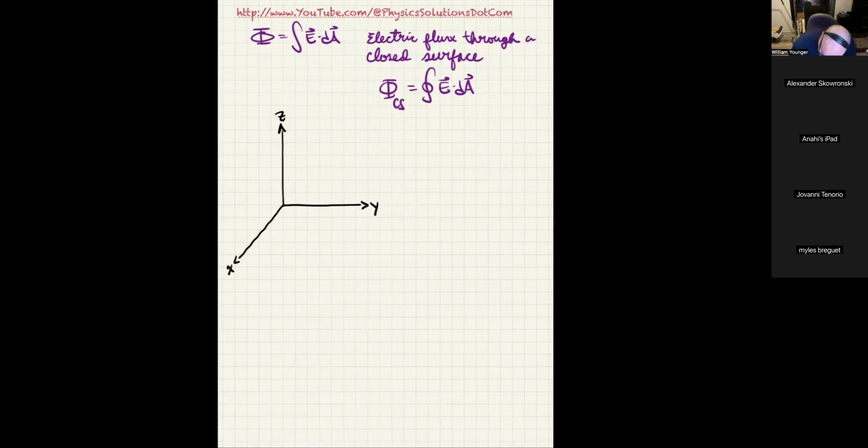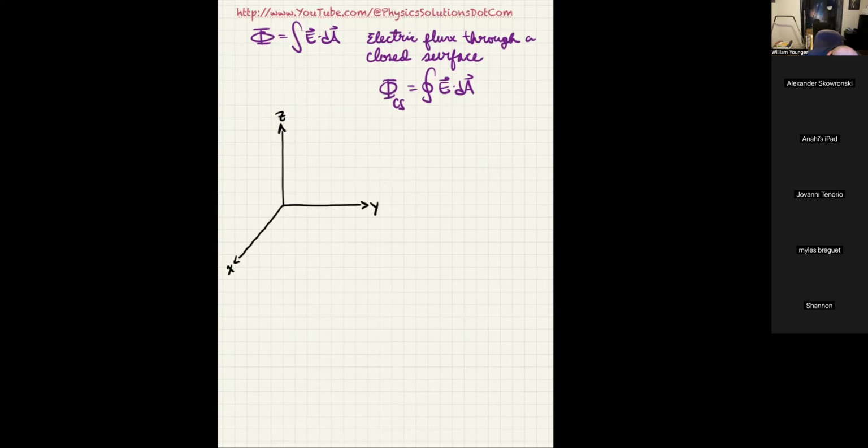Okay. So now what I'm going to do is I'm going to take a point charge and stick it inside, or a spherical charge, because that's also equally valid. I'm going to put it at the origin of this coordinate system. So here is my point charge at the origin, like that, and it's a charge of Q.